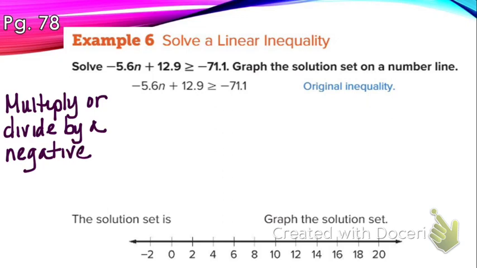Does anybody remember what we have to do when you divide or multiply? Gabby? Flip it. Yep, we have to flip the sign. So go ahead and write that in your notes, because solving inequalities is a big part of homework 8, which is due tomorrow. And it's also going to be a big part of your test, which is September 20th.